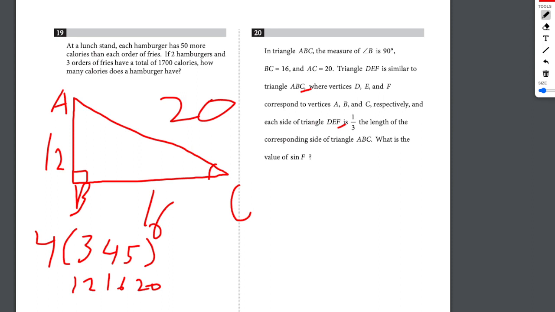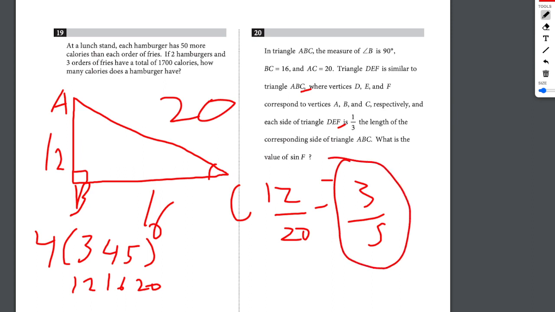And then the sine should probably just be, well, let's see, opposite over hypotenuse. So 12 over 20, divided by 4 is 3, divided by 4 is 5. The answer is 3 over 5. Okay, or 0.6 if you like using decimals. And notice something, y'all. I did not use this information. I didn't even make a second triangle DEF.